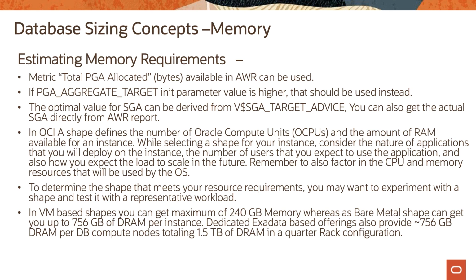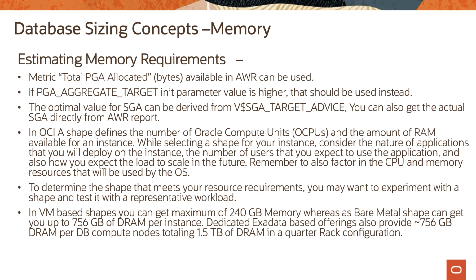Looking at the memory requirements, we have several processes like SGA and PGA related parameters. Total PGA allocated, which is available in AWR, can be used. If the PGA aggregate target init parameter value is higher, then we should be considering that. And SGA related advice can be derived from V$SGA_TARGET_ADVICE, or you can get the actual SGA directly from the AWR reports.